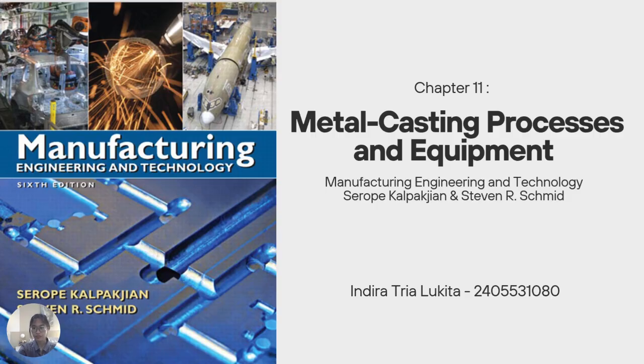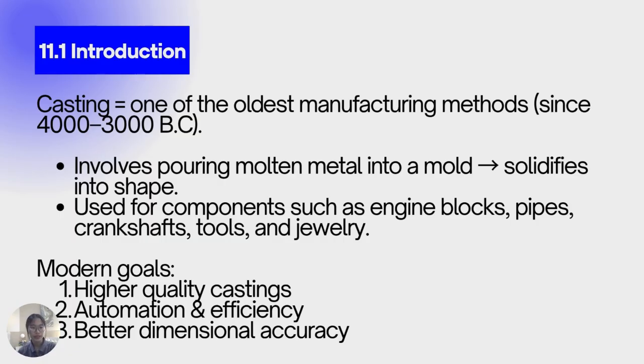Today we're going to move on to Chapter 10, Chapter 11, which is about metal casting, processes, and equipment. This chapter introduces metal casting as one of the oldest and most versatile manufacturing processes. In casting, molten metal is poured into a mold to form a desired shape after solidification.